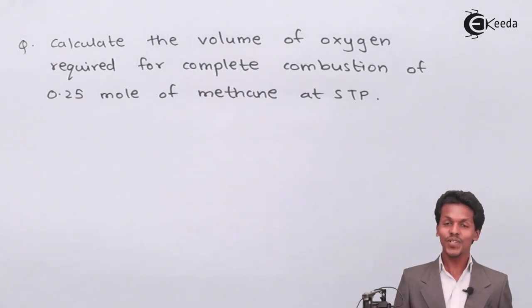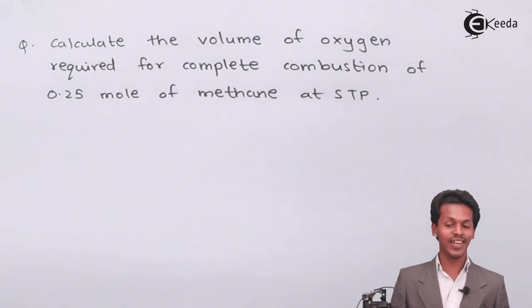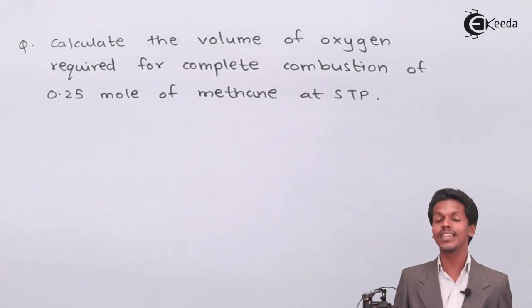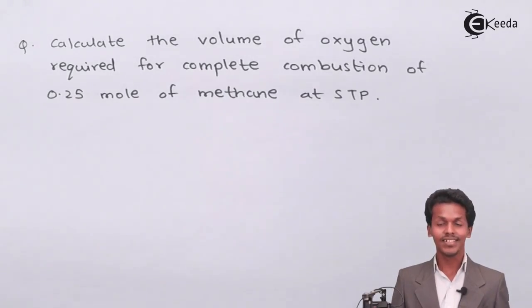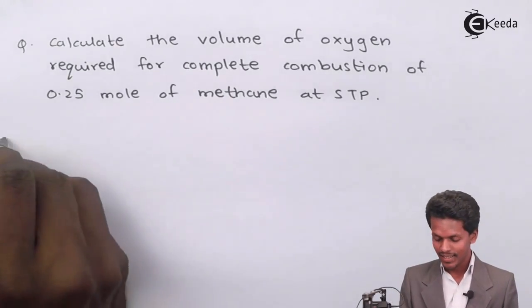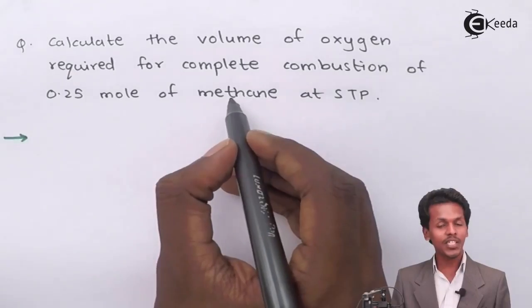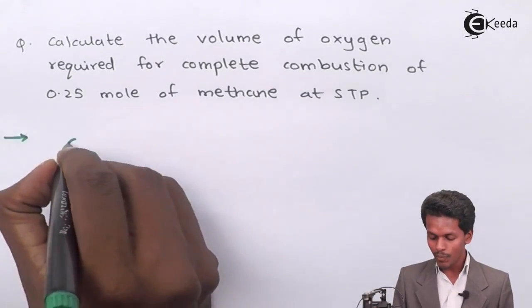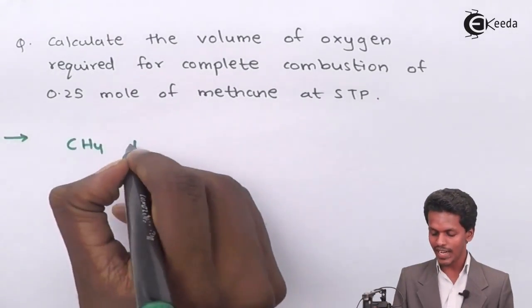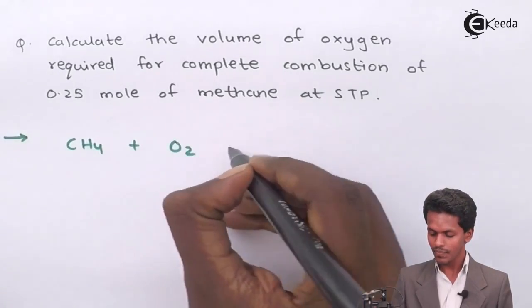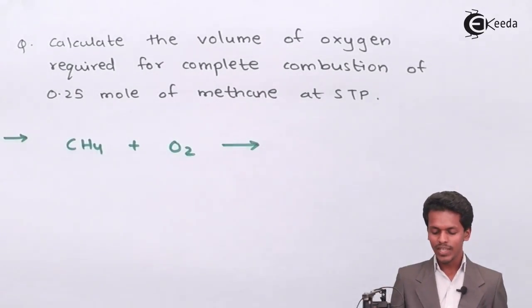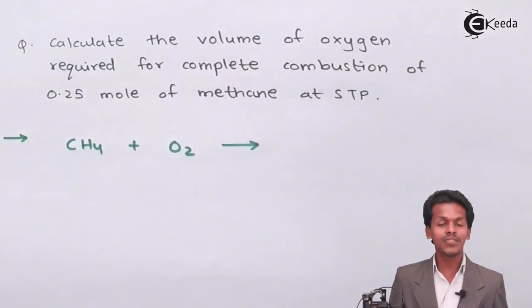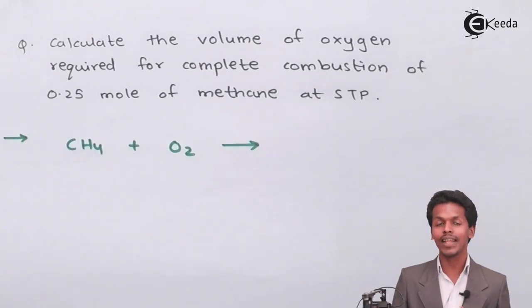So the first thing is we should know what the combustion reaction will be when methane is reacted with oxygen. So the first thing I'm going to do is write the reaction, and only then could we decide what the answer would be. So 1 mole of methane, suppose, is reacting with oxygen, and we should know that when methane reacts with oxygen, it forms carbon dioxide and water.